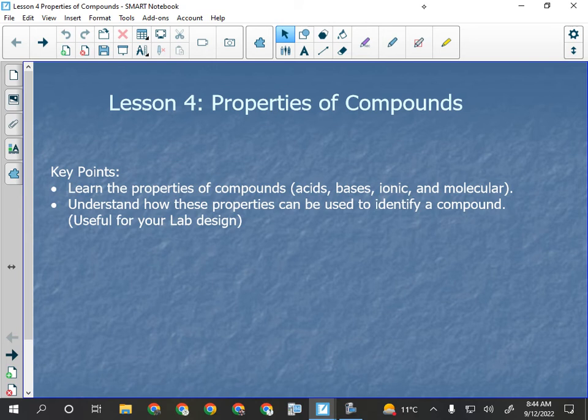So what you're going to have in this lab on Wednesday is, at the front of the room, there'll be 12 materials, labeled A through K or J, whatever. That's it. There'll just be a beaker with those materials in it. You won't know what they are.